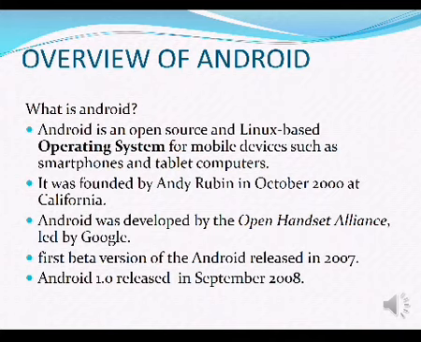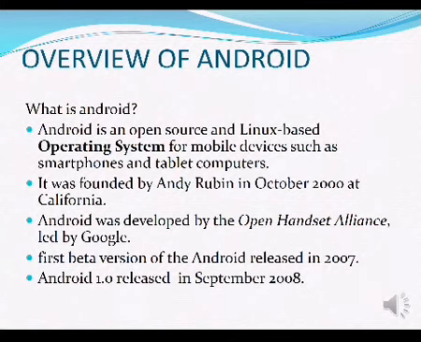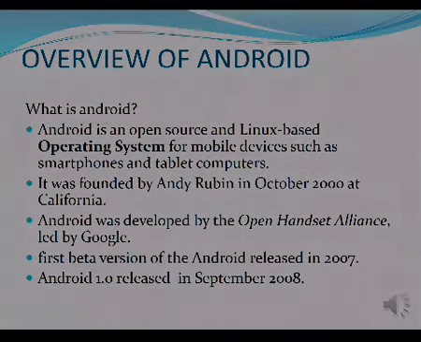Android was founded by Andy Rubin in October 2000 at California. Later in 2005, Google acquired Android from Andy Rubin, so it is developed by Google.